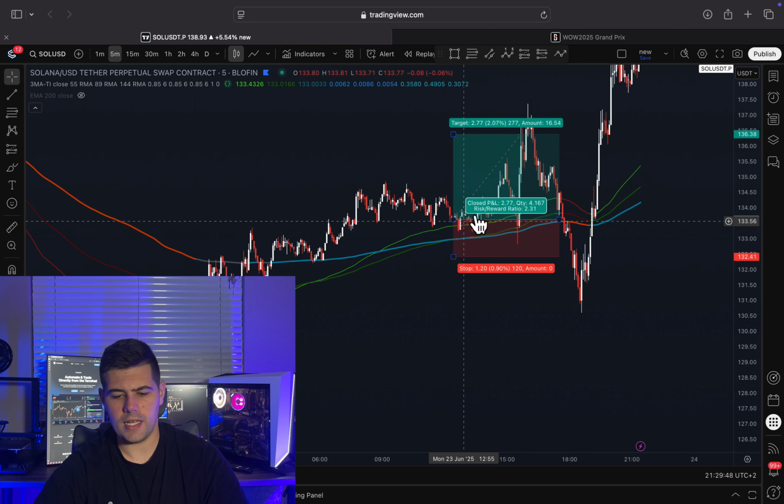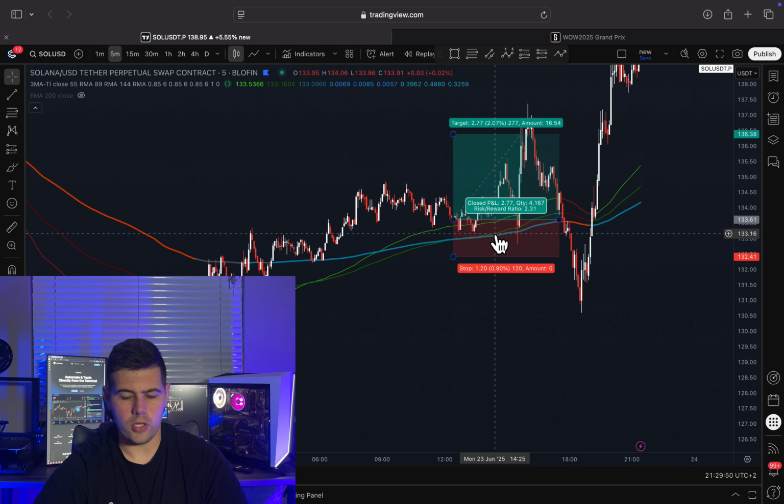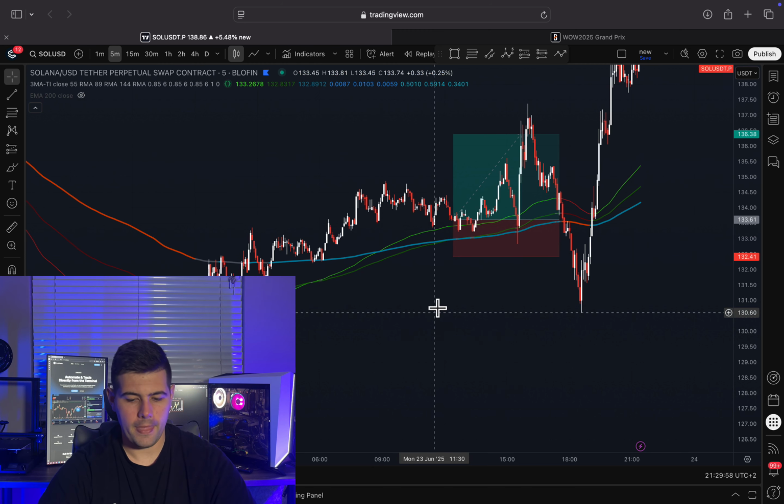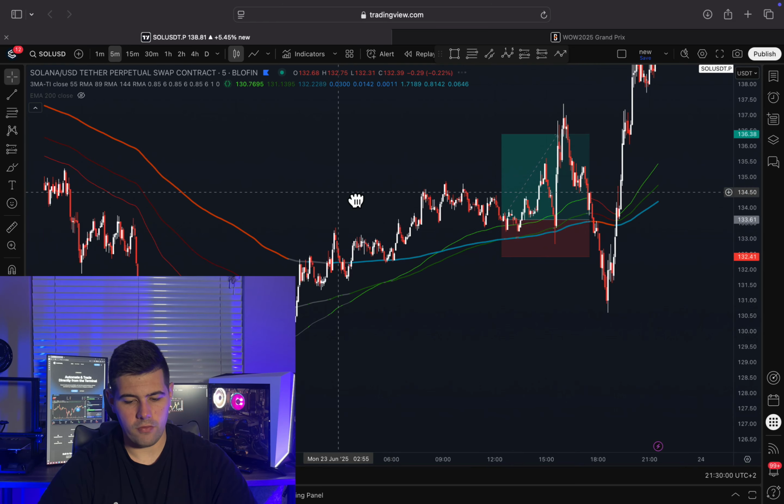And you can also see that as price was breaking through, you could also move your stop loss to break even to make sure that you have a risk-free trade, and you can even move it a bit higher to cover the fee. Now, the same thing we're going to be looking for is short.